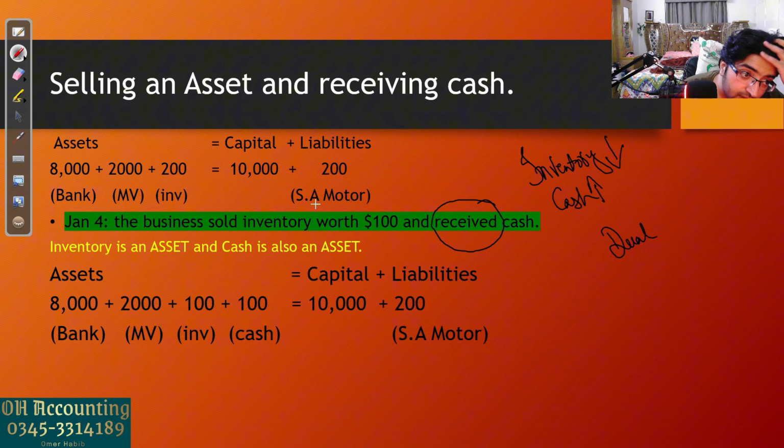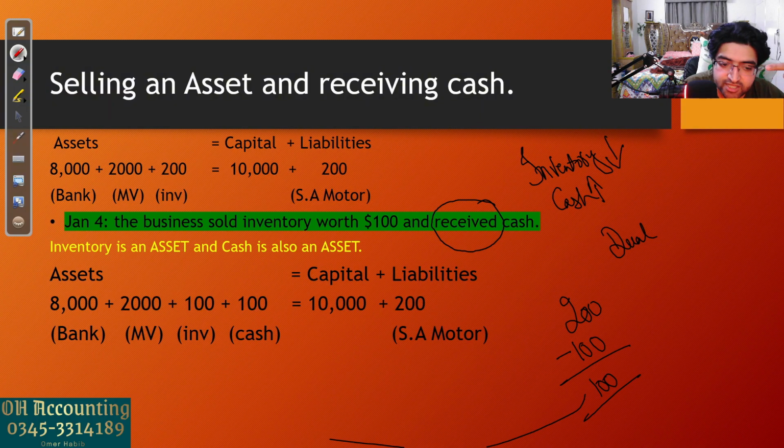So let's make the changes and look at them. Bank will remain the same. Motor vehicle will remain the same. Inventory will be reduced to 100 from 200. Why? We had inventory worth 200 in the business before this transaction. When you sell inventory worth $100, how much inventory will you be left over with? We will be left over with $100 inventory, and that's what we have done here. From 200, now we have just $100 worth of inventory in the business.